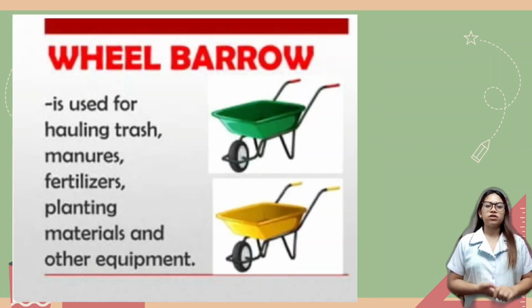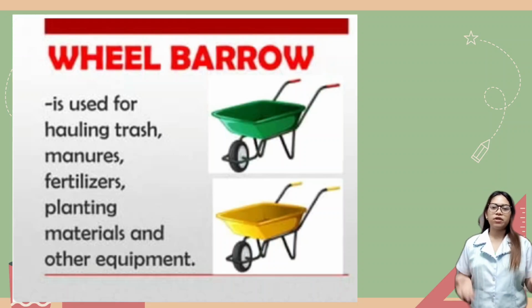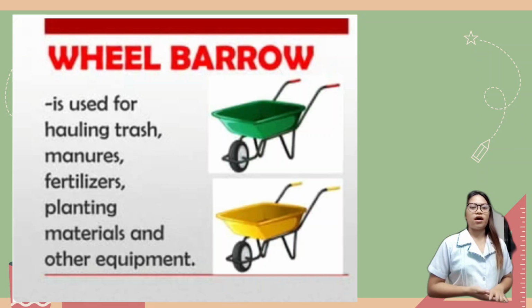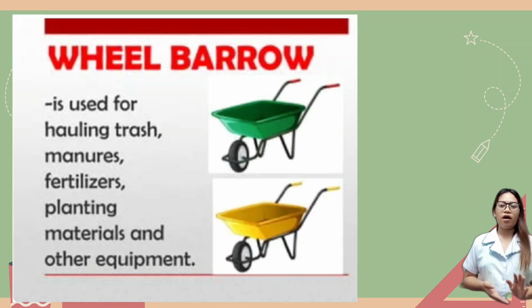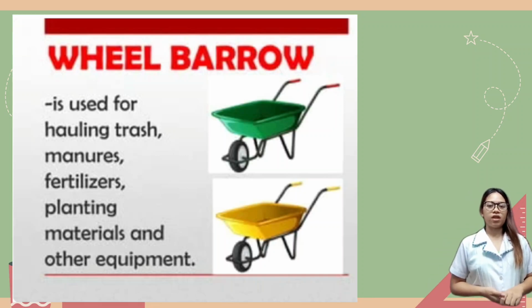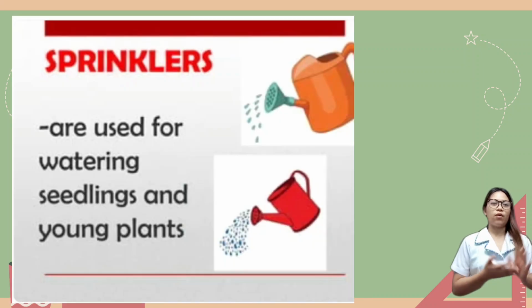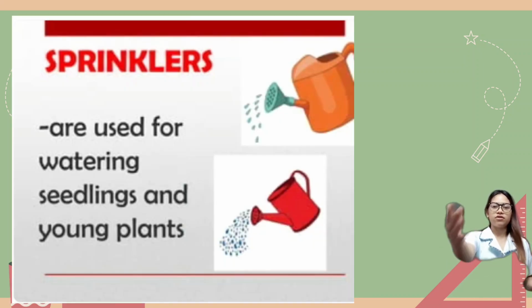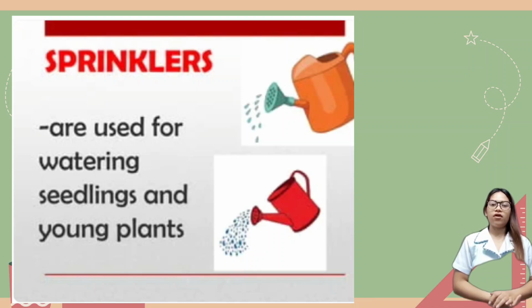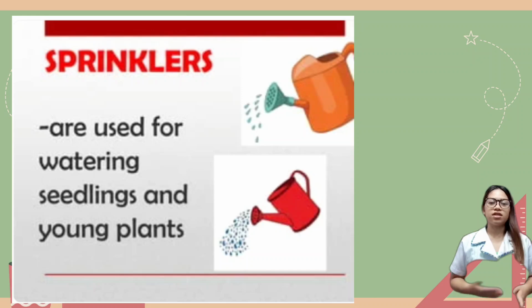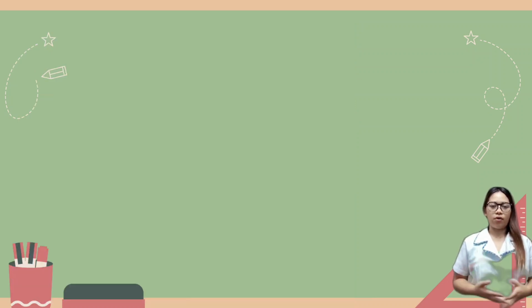Seven is the wheelbarrow. So it is used for carrying soil, fertilizer, harvested crops, and other materials. So it is important because it reduces the effort needed to transport heavy loads around the farm. So next is the sprinkler. So anyone who has an idea what is the function of sprinkler? So yes? Okay, so very good. So it is important because it provides adequate water to crops and helps maintain healthy plant growth.